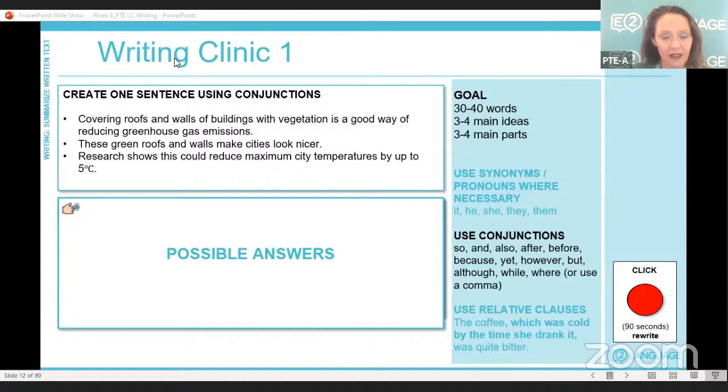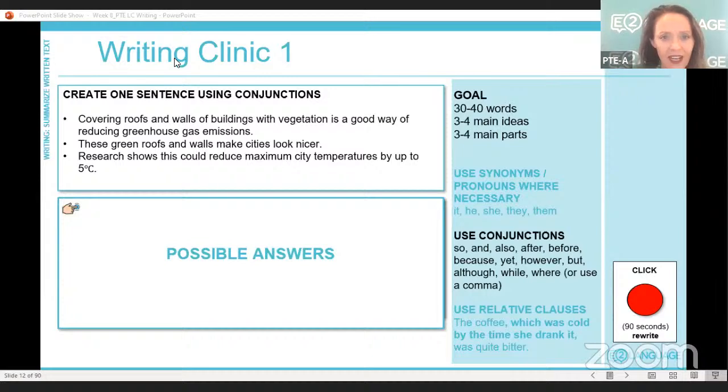Okay, well done. Let's look at another one. Julia. Julia said, covering roofs and walls of buildings with plants not only reduces greenhouse gas emissions, but also makes cities look nicer, as well as lowering, so it should be lowering the city temperature by as much as 5 degrees. Great. Nice, nice, Julia. So very sophisticated. So Julia's written not only this, but this. So that's another way to link, meaning and, not only this, but this. So very good, well done. All right, excellent, everyone.